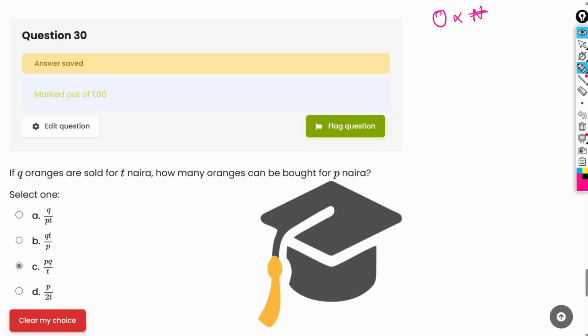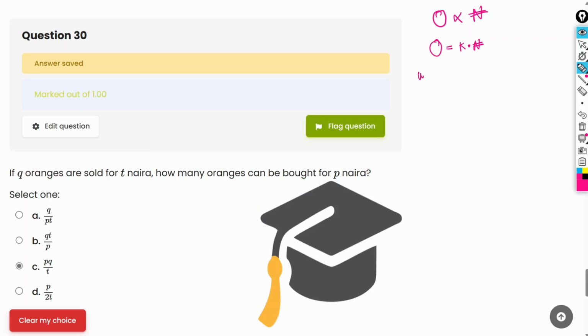So that means that from this, I can go on to say that the number of oranges is equal to K times the amount you spend in naira. All right, number of oranges is equal to K times the amount you spend in naira. All right, so that's my relationship.